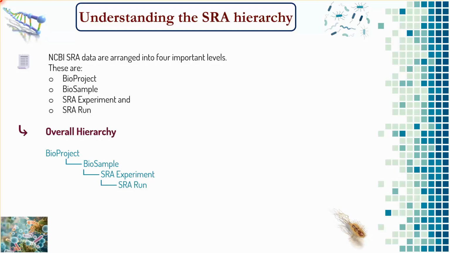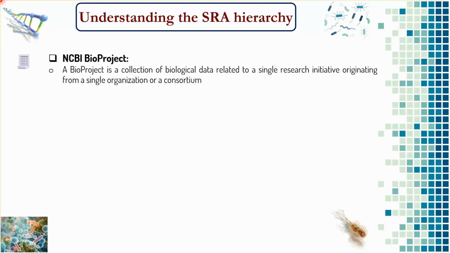SRA Experiment represents the sequencing library. It defines how the sequencing was performed on a sample. And the SRA Run contains the actual sequencing reads. This is the raw data generated from the sequencing machine. So the study is organized from the highest level, BioProject, down to the lowest level, which is the run, containing the raw sequencing files. Now let's understand each level one by one.